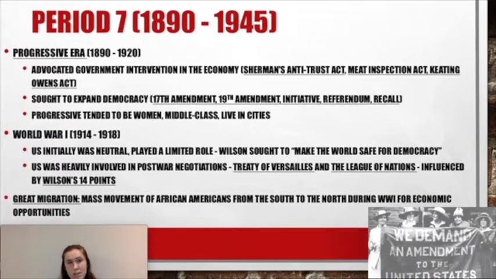Now, just like we talked about in period 4, a lot of these progressives, a lot of these people pushing for these reforms, are going to be women. They're going to be middle class. And during the Progressive Era, they're oftentimes going to be living in urban areas as well.